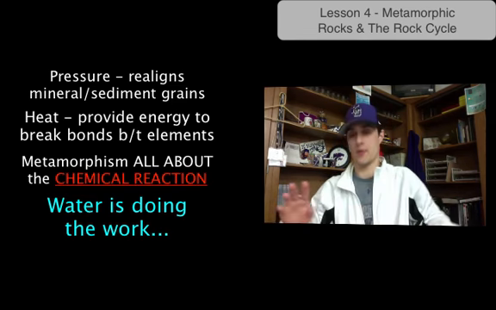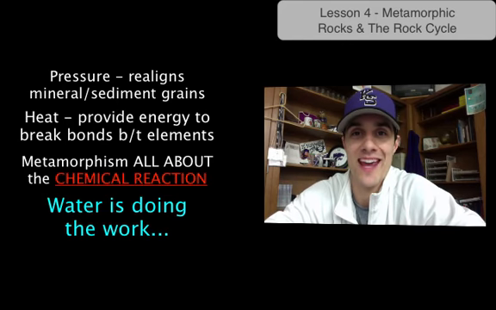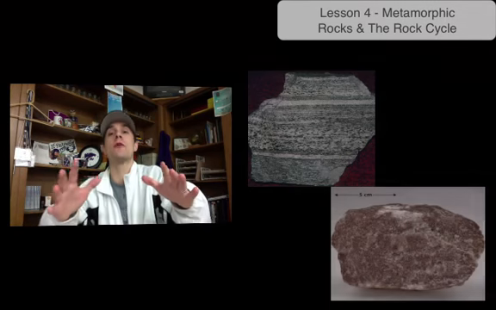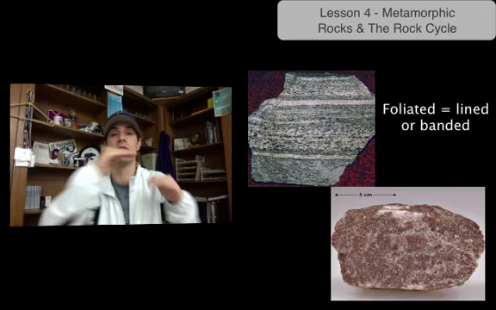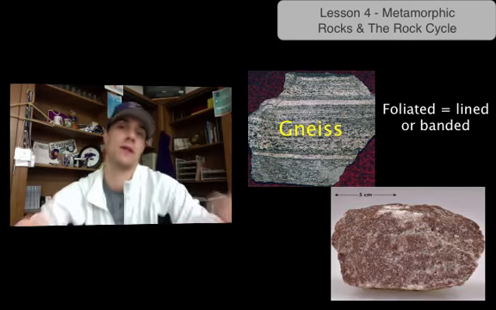But that table is also on page 832 in your textbook, and I suggest that you go ahead and take a gander at it. Okay, classification and identification of metamorphic rocks. Two major groups, foliated and non-foliated metamorphic rocks. All right, foliated metamorphic rocks mean that you have some type of lineation, some type of banded appearance.